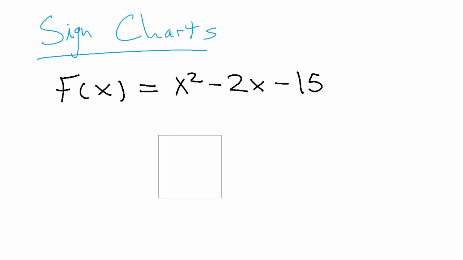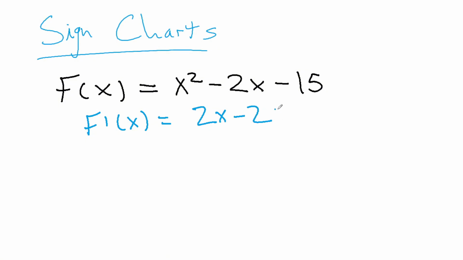To make our sign chart, we first have to find the zeros of f prime of x. So first let's take the derivative of f of x. We get that f prime of x is 2x minus 2. Now we set this equal to 0, and we find 2x equals 2, so x equals 1. For this specific example, we only have one zero on f prime.